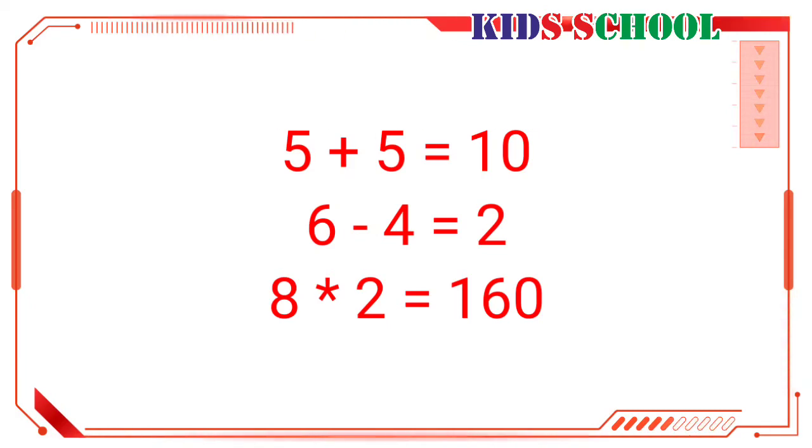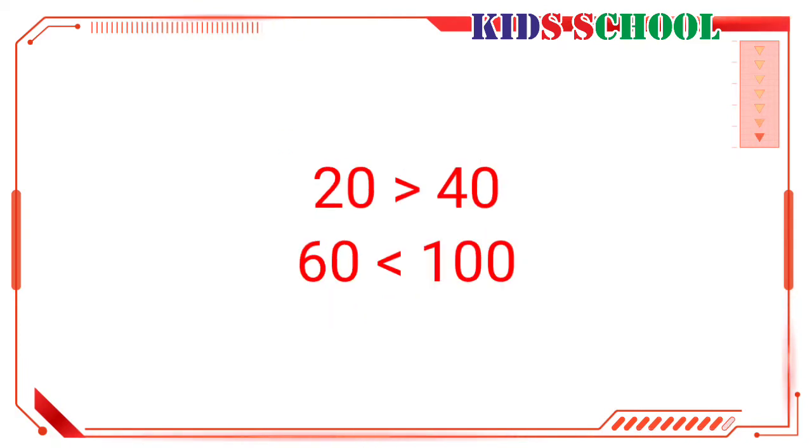Dear students, ALU performs arithmetic operations. For example, 5 plus 5 is equal to 10 and 6 minus 4 is equal to 2. 80 multiplied by 2 is equal to 160, etc. Dear students, ALU also performs logic operations. It compares two numbers to find out whether one is less than or greater than the other. For example, 20 is greater than 40 is false and 60 is less than 100 is true, etc.